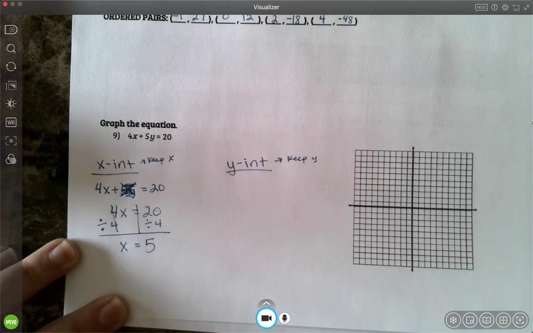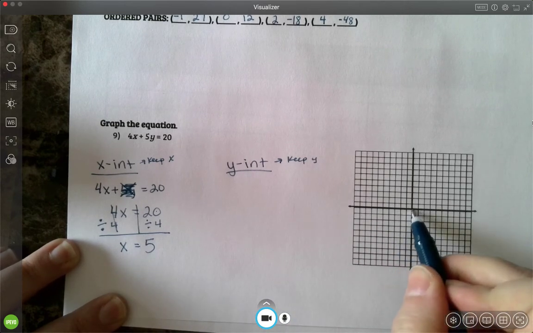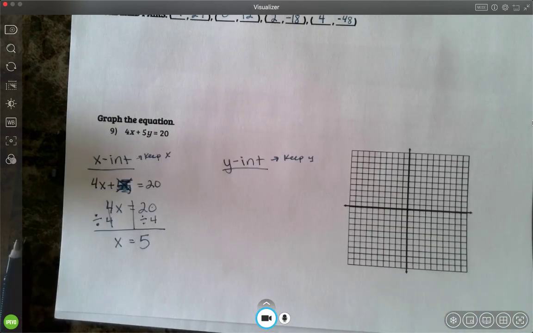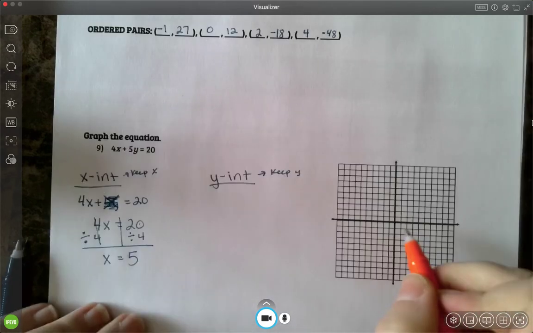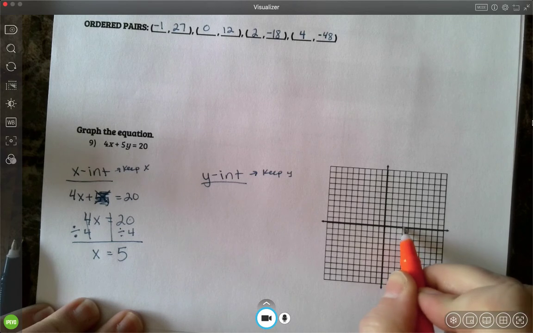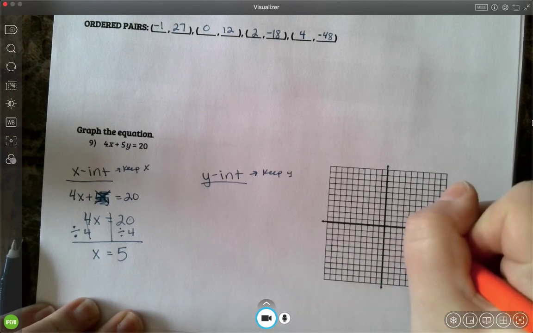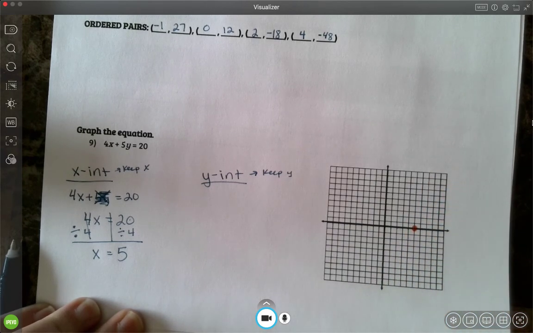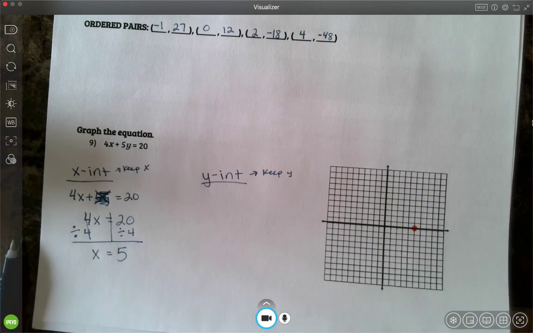That means my x-intercept, I'm going to go over here. I'm going to find x equals 5. Since it's a positive 5, that means I'm going to count 1, 2, 3, 4, 5, and put a point right there. Try to choose a brighter color so it'd be easier to see.